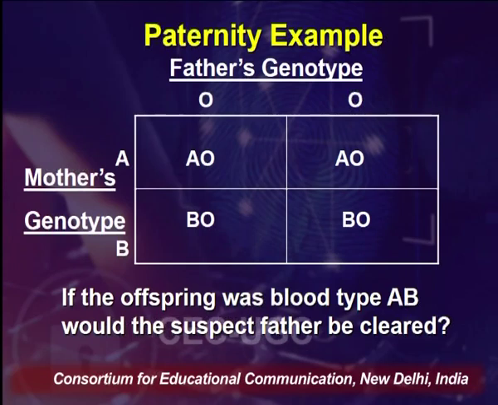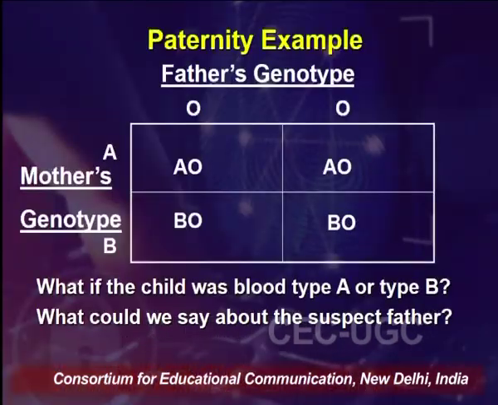If the offspring was blood type AB, would the suspect father be cleared? In that case, a child cannot have AB blood group with this father, which means that this is not the father of that particular offspring. If the child has AB blood group and we know who the mother is, then the father should have either A blood group or B blood group, so that the child can have AB blood group. A father with the O blood group cannot produce a child with AB blood group. Thus, these types of examples help us in solving cases using the Punnett square to know whether the offspring belongs to that particular father, in paternity testing.